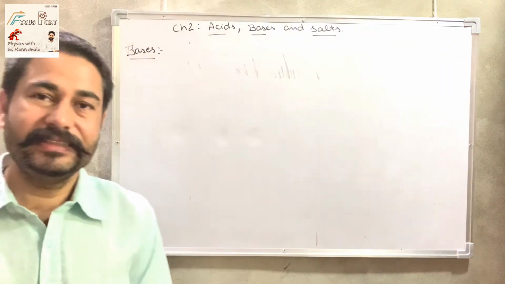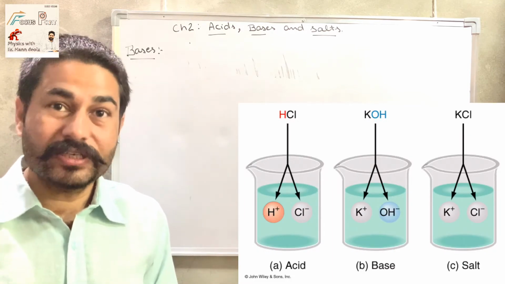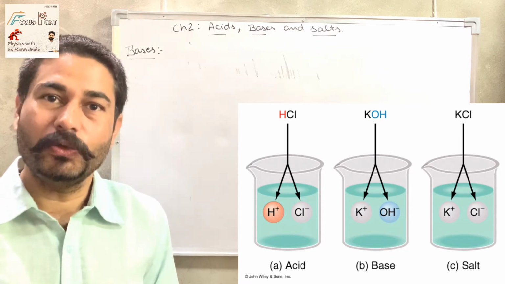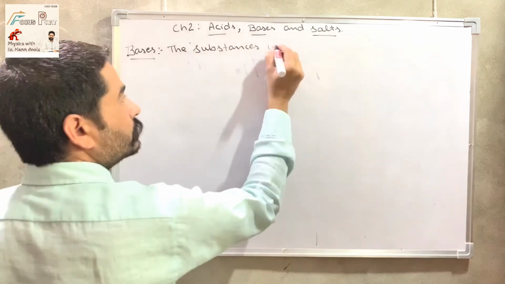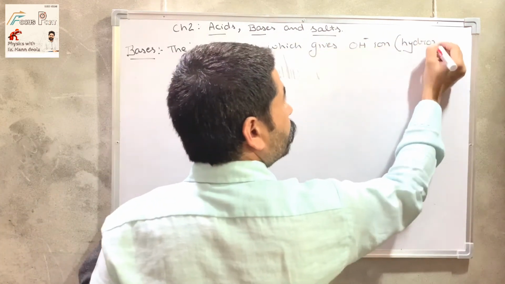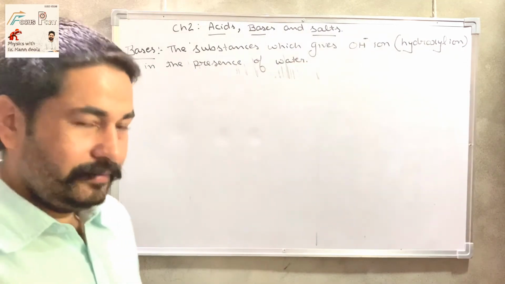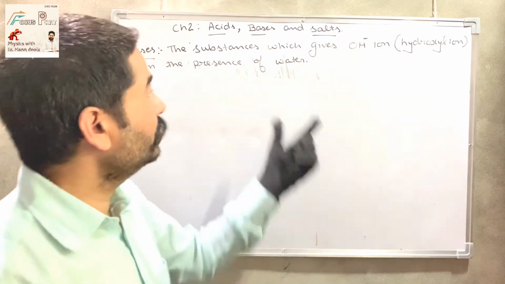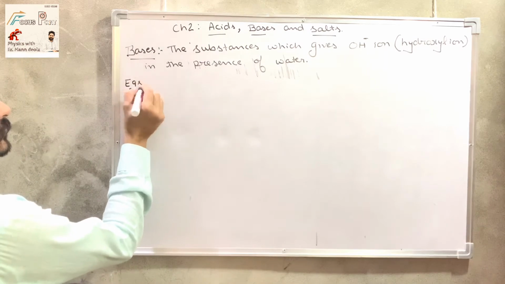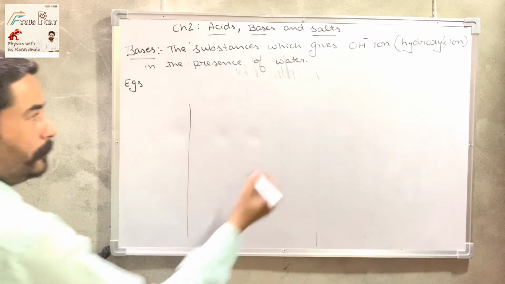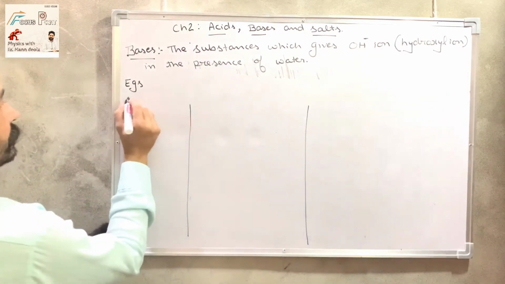So similarly, what are bases? Bases are those substances which give hydroxyl ions, OH negative ions, in the presence of water or in their aqueous form. Then let's do the examples of bases. Then only you will come to know which substances are known as bases. In the same way, I'll take examples of bases, write their common name and then write their chemical name.